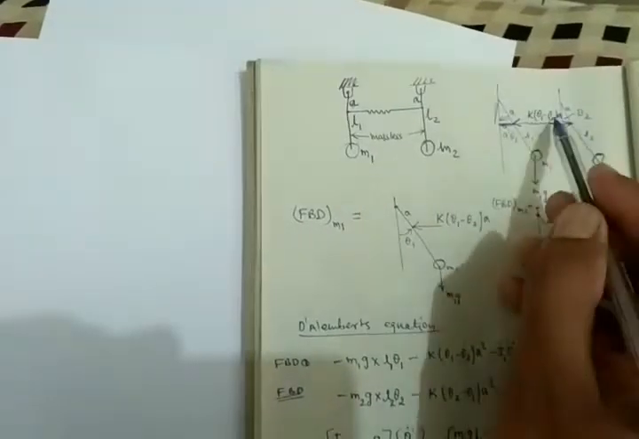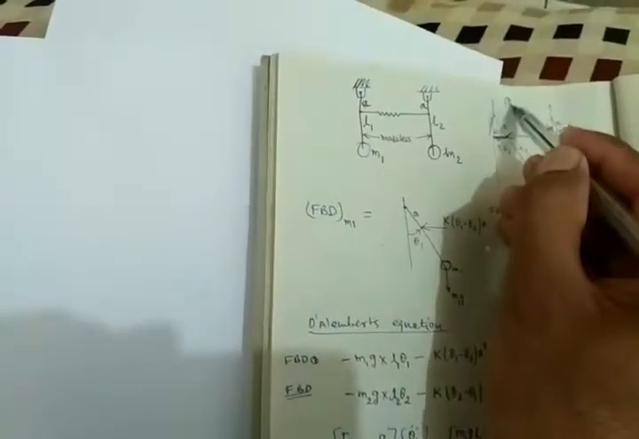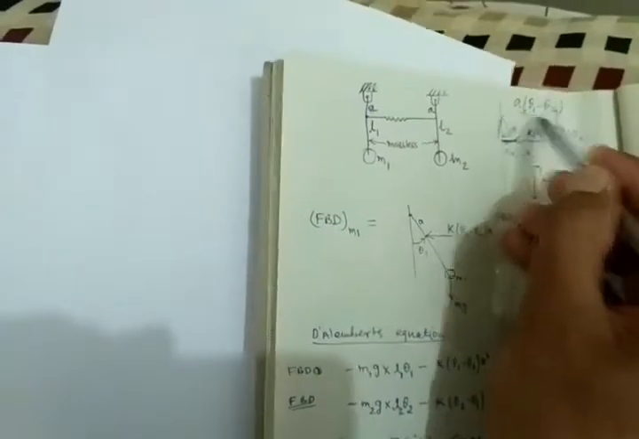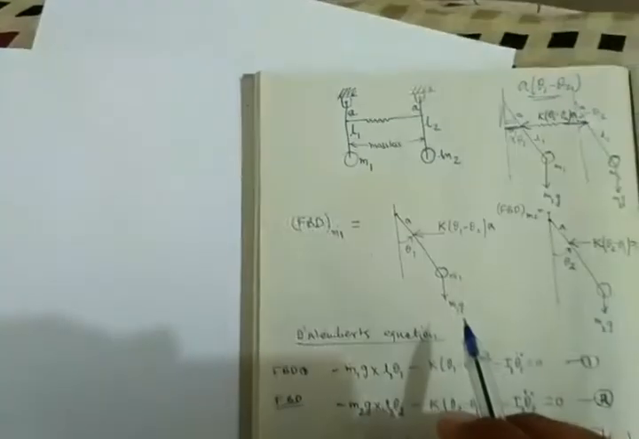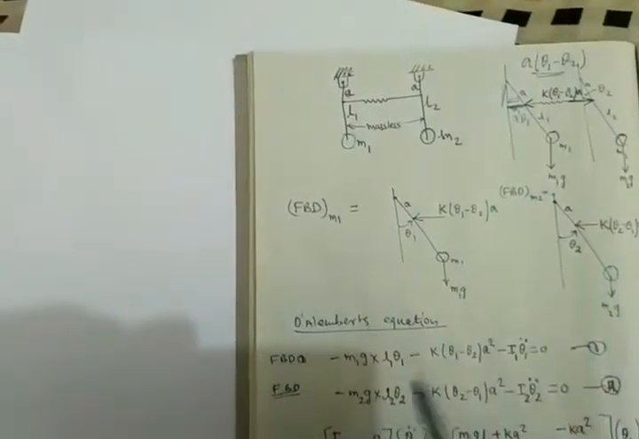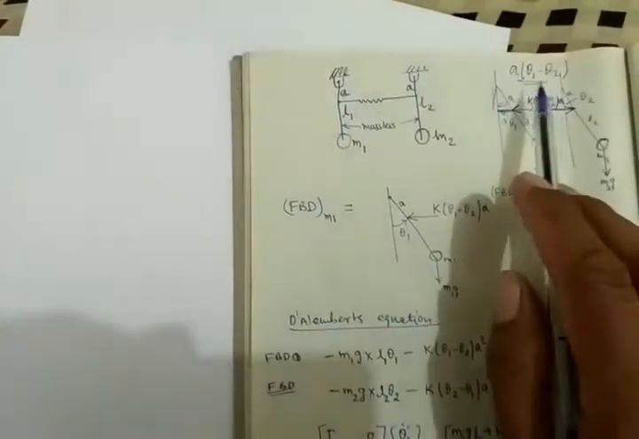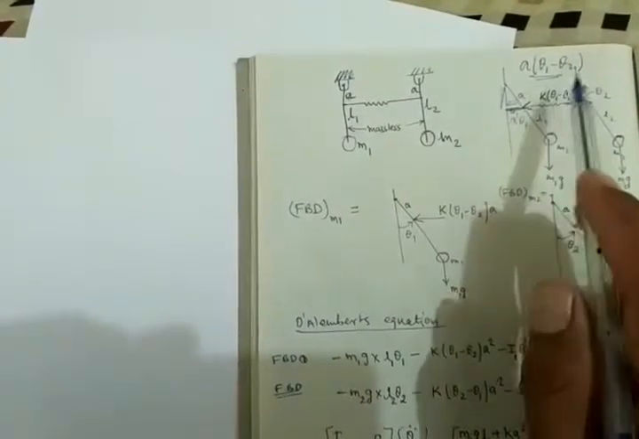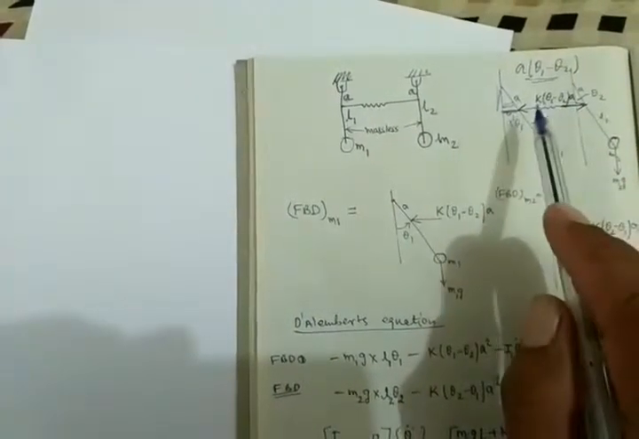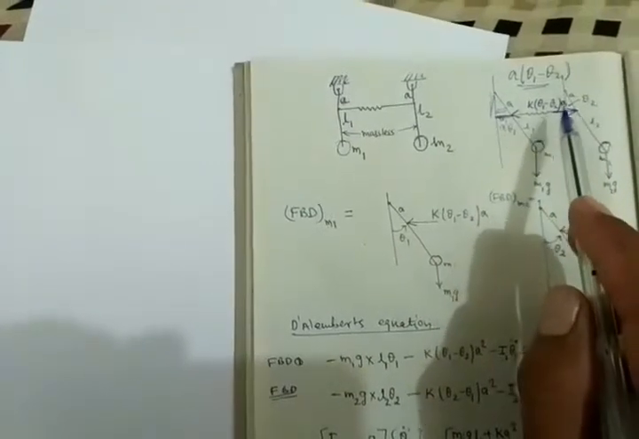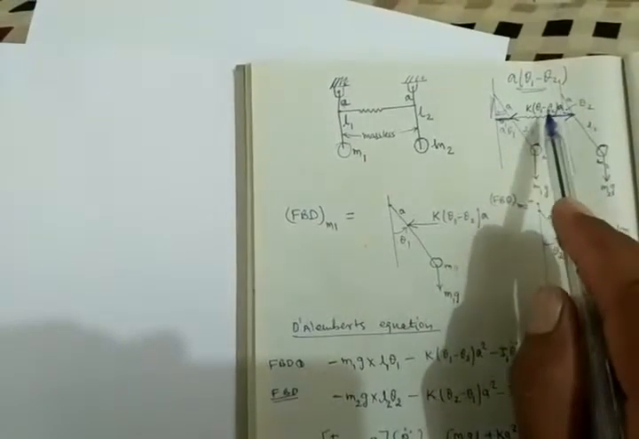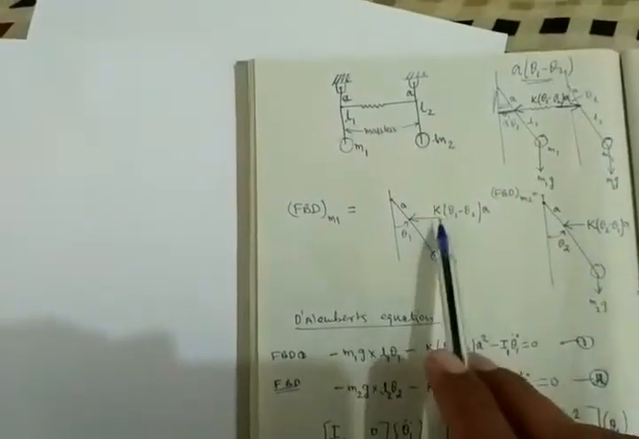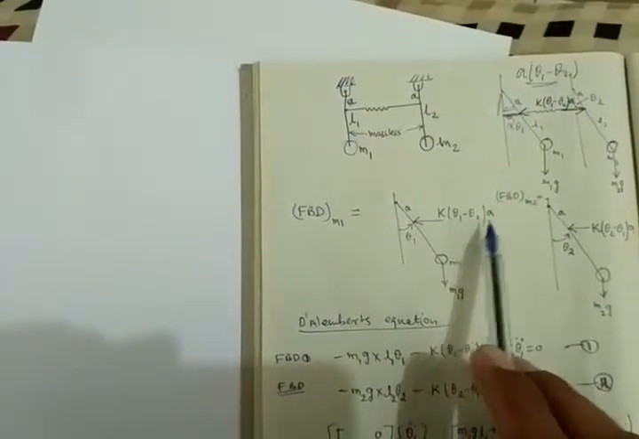So what is our relative displacement? That is a theta 1 minus theta 2. This is the actual relative compression in the spring. If this is the relative compression, then what will be the force? Force will be displacement into stiffness, so that is K into a into theta 1 minus theta 2. That's what I have mentioned here: K times (theta 1 minus theta 2) times a.